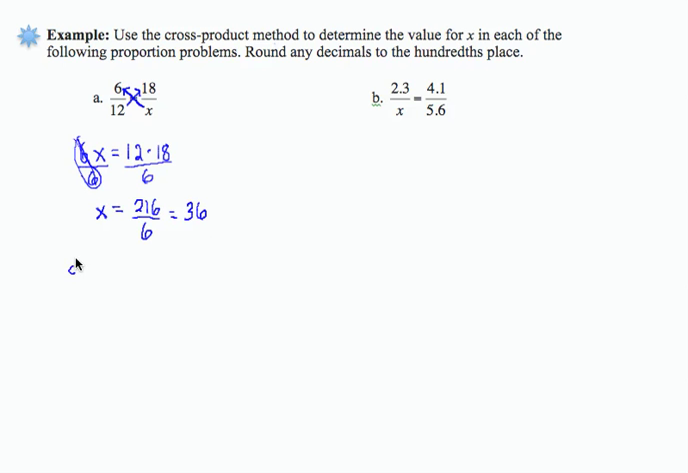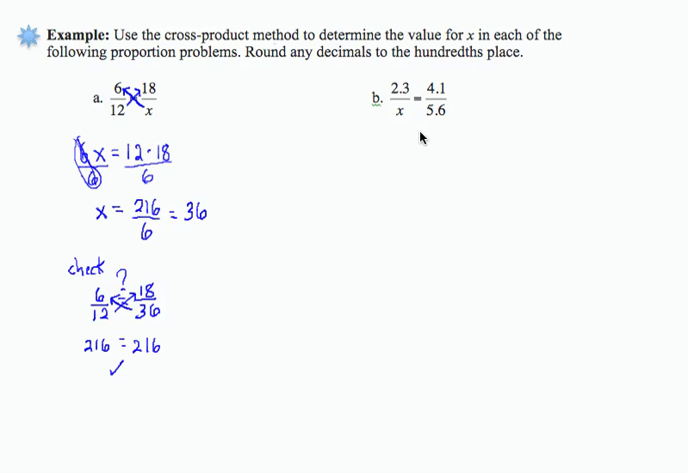It's very important that I perform a check. So I'm going to take the value for x and insert it into the original proportion and then perform a double cross product and see if I get the same result. So 18 over 36, I'm going to multiply across here, and the question is, are those equal? So 6 times 36 is in fact 216, 12 times 18 is 216, and my result checks.